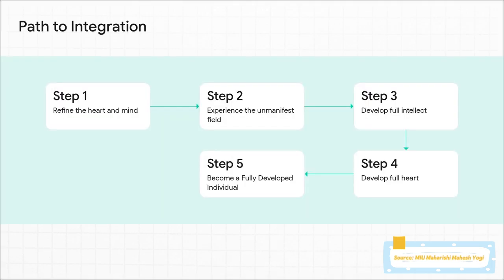So what does that path to integration actually look like? Well, it starts with step 1, refining the heart and mind. This refinement then allows for step 2, the direct experience of that unmanifest field we're talking about. And that experience, in turn, helps develop the full potential of both our intellect and our heart. Those are steps 3 and 4. This whole process ultimately leads to the final stage, what's described as a fully developed individual.